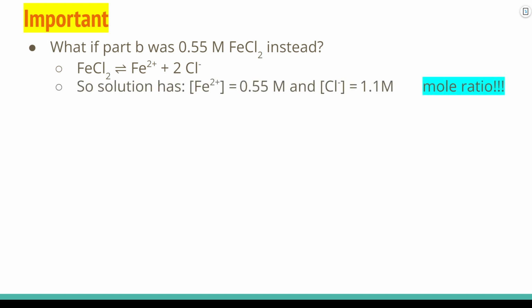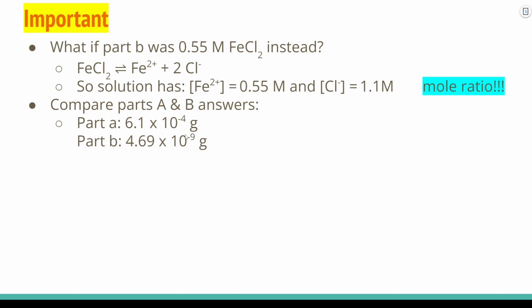And so in solution, be very, very careful. This has 2 moles of chloride ions for every 1 mole of FeCl2. And so notice the Cl minus concentration is 1.1 because we're talking about just chloride ions. So be very, very careful about this when doing the math.